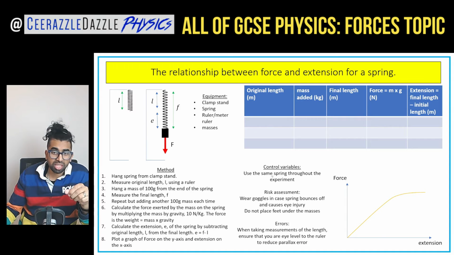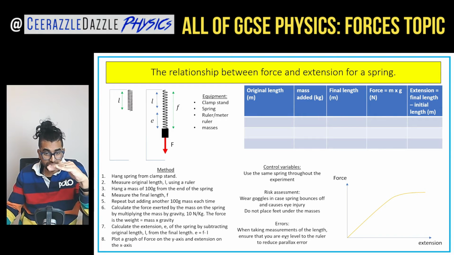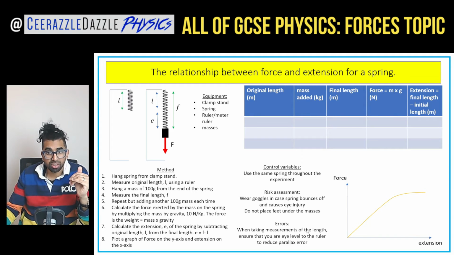Control variables, use the same spring throughout the experiment. Risk assessment, wear goggles in case the spring bounces off and causes eye injury. And obviously don't put your feet underneath the masses. Errors, when taking measurements of the length, ensure that you are eye level with it, so therefore you reduce the parallax error. And then you should get the following graph of force versus extension.